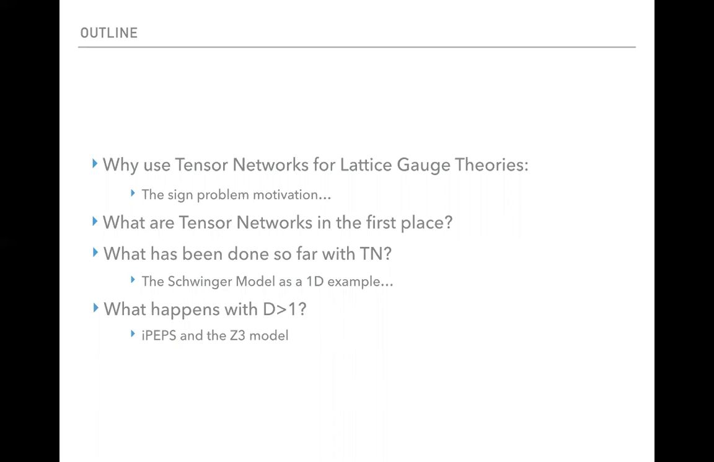For those who are not familiar with tensor networks, HEP is a very high energy type of place, so to say. This tensor networks business is more in the condensed matter area of physics, so you might not know what these are. Then I will go over what has been done so far with tensor networks, and I will explain the Schwinger model in 1D. Then I will explain what happens when we go to 2D, and then I will explain the work that we actually did.